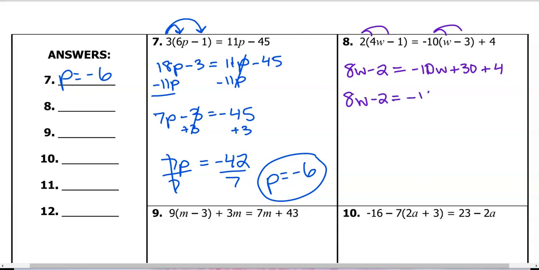Plus 34. Plus 34, yep. And now it looks just like our front page. You finish it. You keep going. Yep. Gabby, what's the answer? W equals 2. Yes, ma'am.